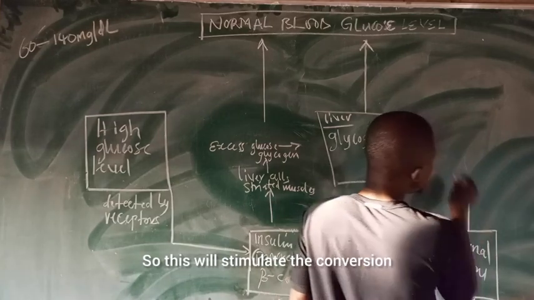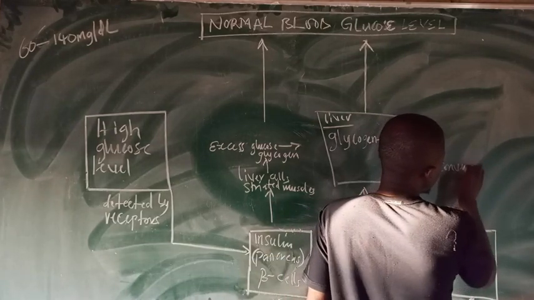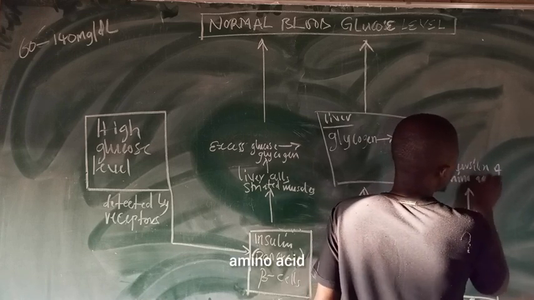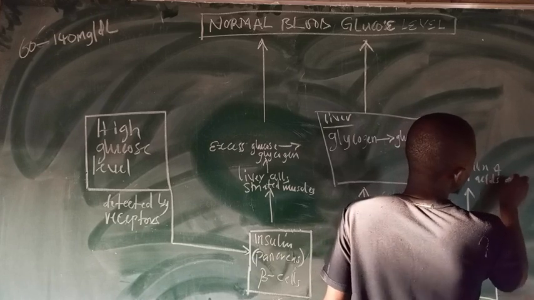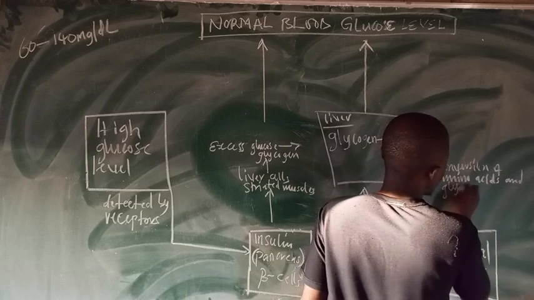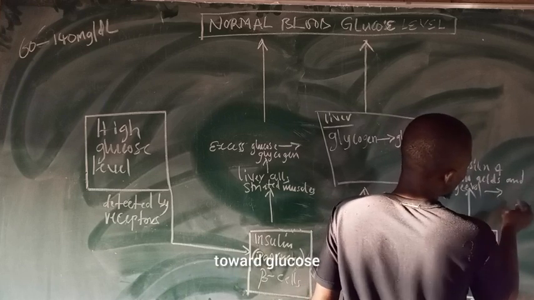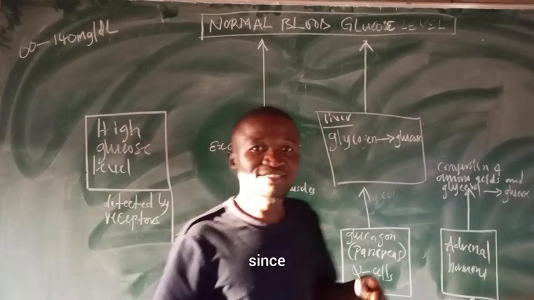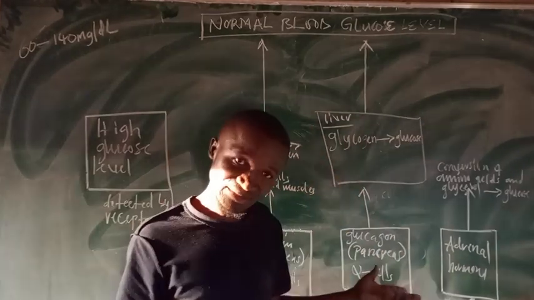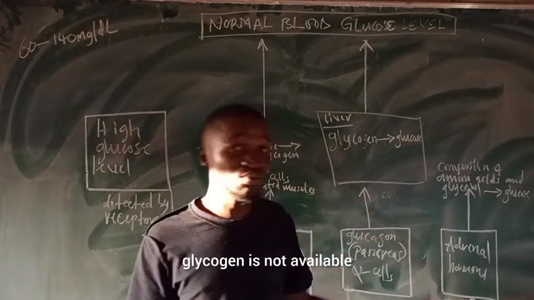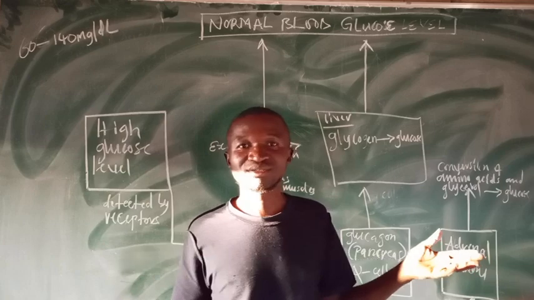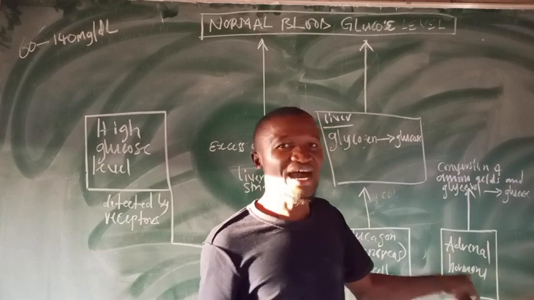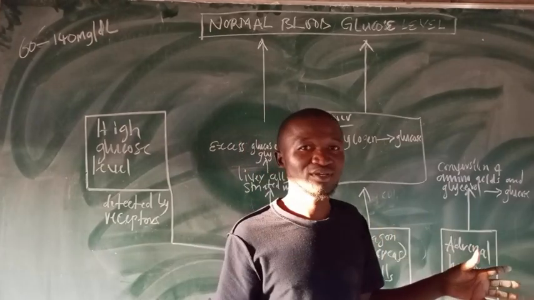So this will stimulate the conversion of amino acid and glycerol to glucose. Since we don't have glucose in the blood and glycogen is not available, we don't have any other alternatives, but thanks to the hypothalamus, which stimulates the release of adrenal hormone. And we have various other hormones that can trigger this.